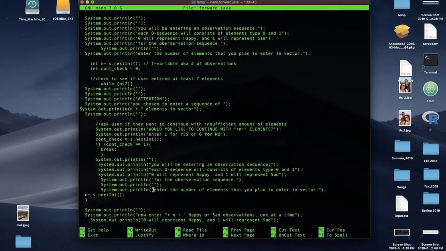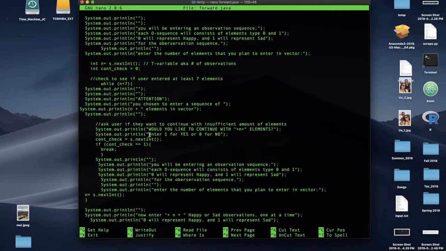And the number of observations is saved into the variable n, int n. So right here it says check to see if user entered at least 7 elements, and we check that, and then we ask the user again if they want to continue with an insufficient number of elements. You can continue with 1 element, it doesn't really matter. You just have to enter 1 for yes, 0 for no.